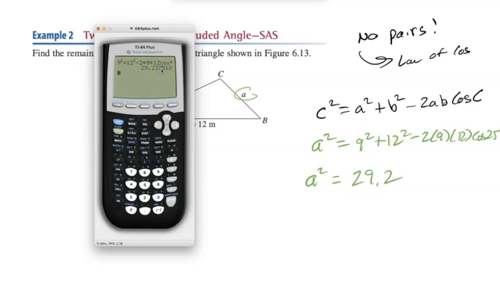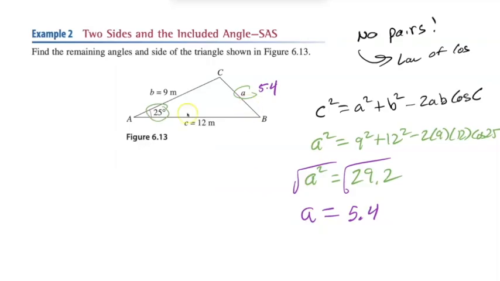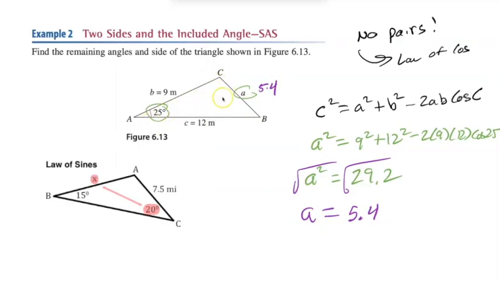29.2, I just have to square root it. A equals square root of that, second square root, answer, and I get 5.4. Let's round to 5.4, nearest tenth is fine. Once you do it once, you could do law of cosines again if you want, but most people just do law of sines because now you have a pair.